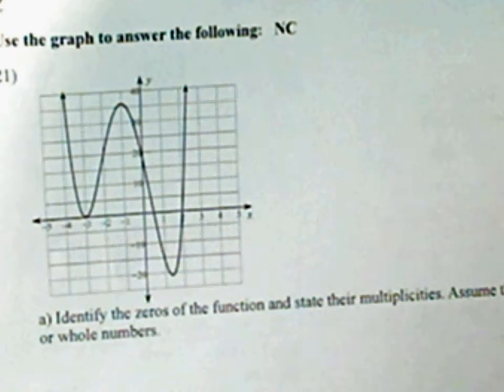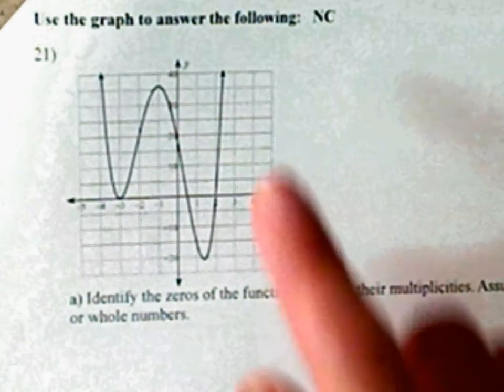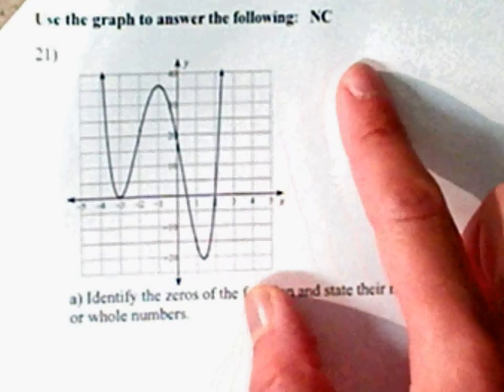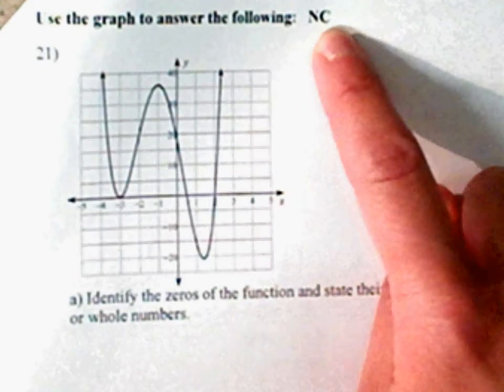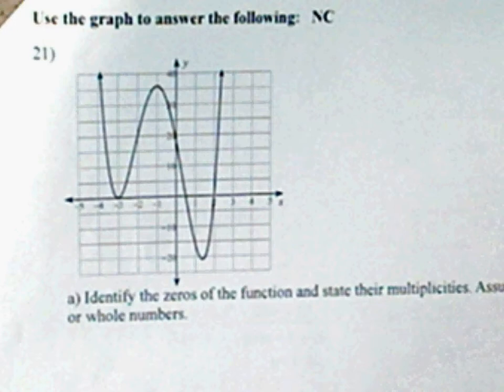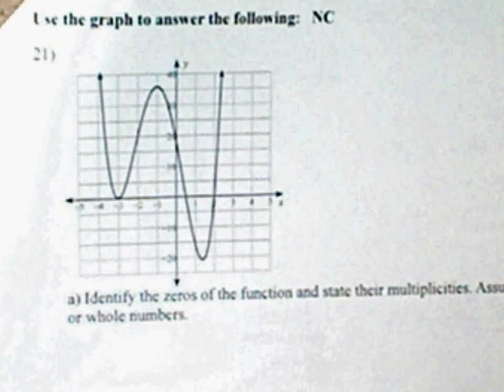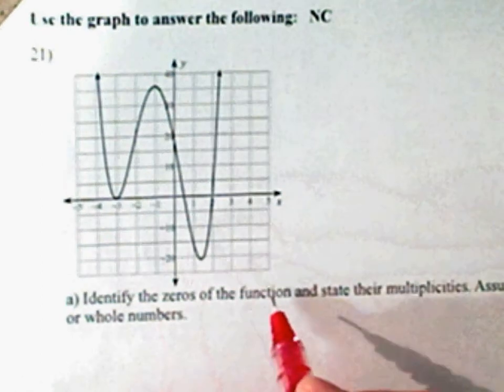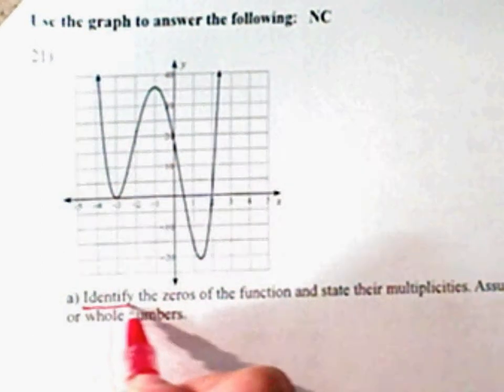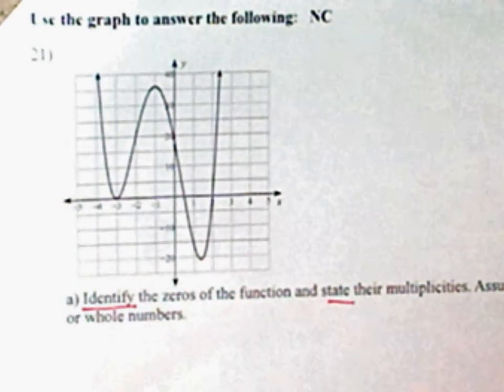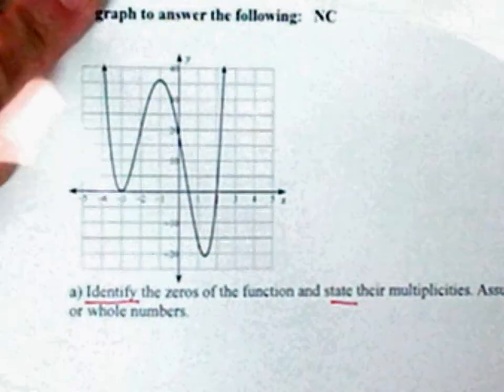Alright, let's get started. Number 21, it says use the graph to answer the following. Notice it says no calculator. That's what that NC is for, okay? So, Part A says, identify the zeros of the function and state their multiplicity. So you have to identify, and then you have to state their multiplicity, okay?